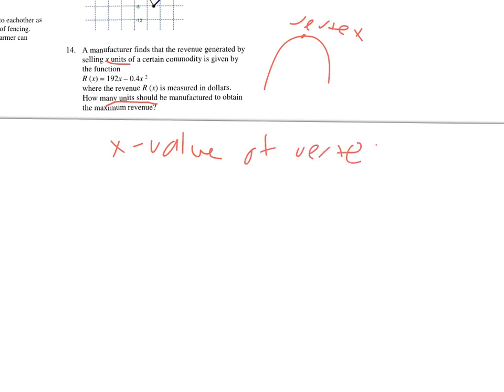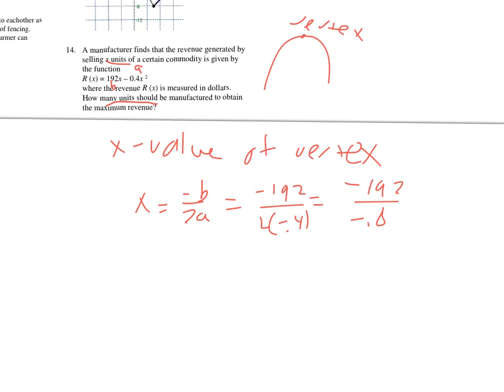So I'm just going to do x equals negative b over 2a. I got to be careful here because they did kind of switch these around. This is still a because it's attached to x squared, even though it's written second. So this will be negative 192 over 2 times negative 0.4. So it's negative 192 over negative 0.8. And that is actually 240.